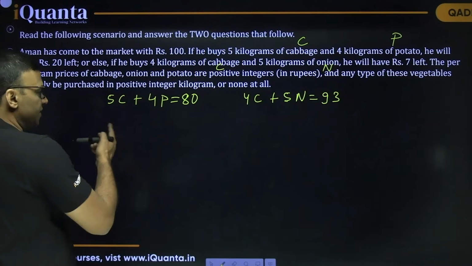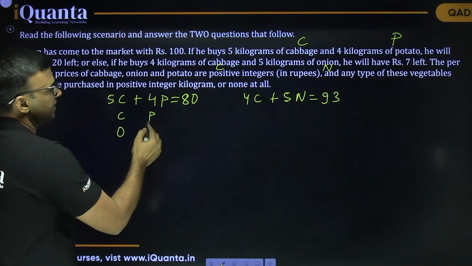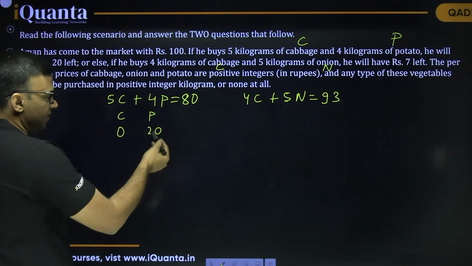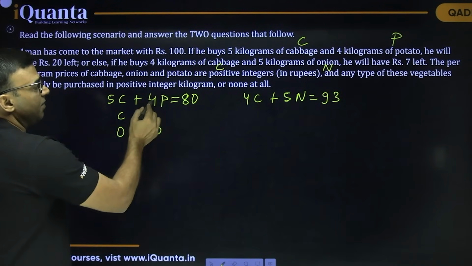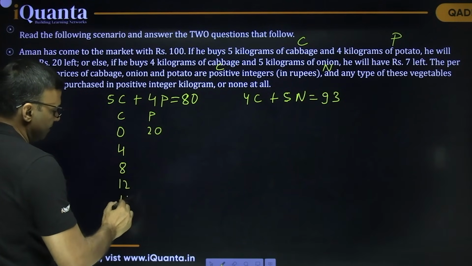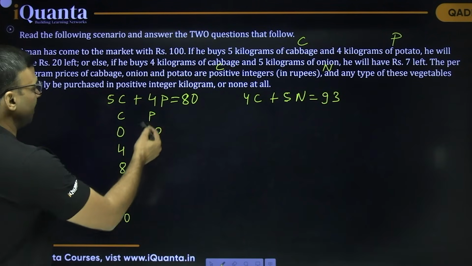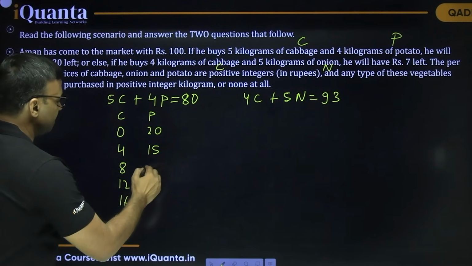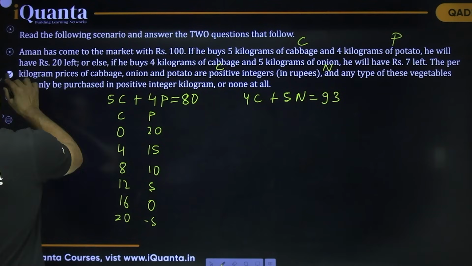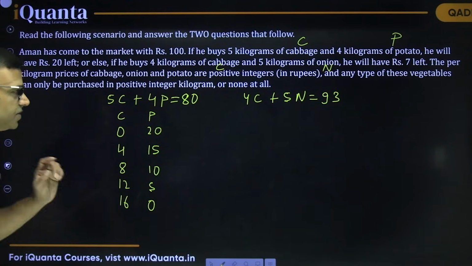The positive integer solutions for this, if I take C as 0, I'll get P as 20. The next solution we can get directly from an AP. This will reduce, this will increase. The common difference of C will be 4, the common difference of P will be 5. So C is 4, 8, 12, 16, 20. Let's check. The P value will be 20 minus 5, 15, 10, 5, 0, minus 5. We cannot take that. So only these many solutions.